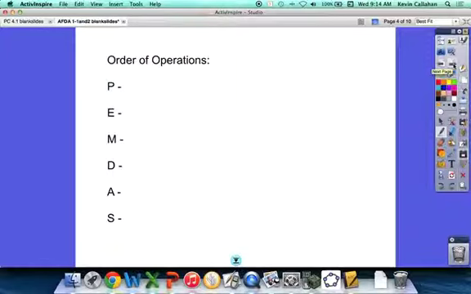Now, order of operations. We always use this acronym. Anybody remember a way to remember those letters in order? People usually say, please excuse my dear Aunt Sally. It's telling you from top to bottom the order that you should be doing operations. What does the P stand for? Parentheses. Anything that's in parentheses, go inside the parentheses first.